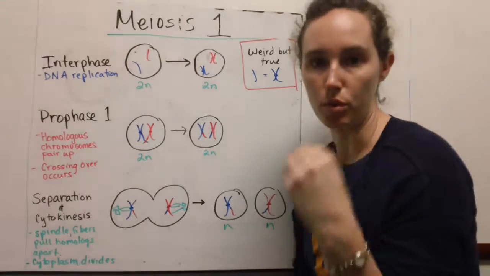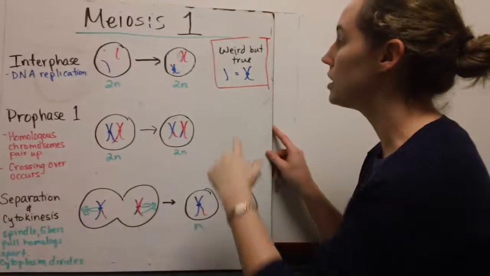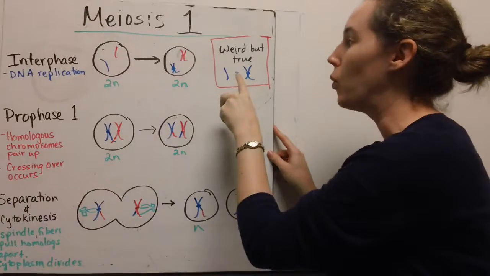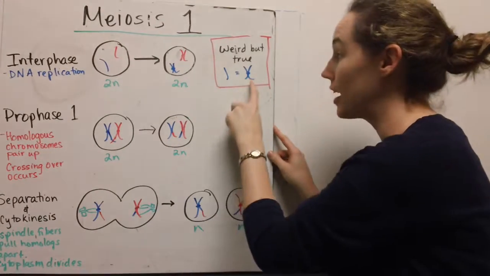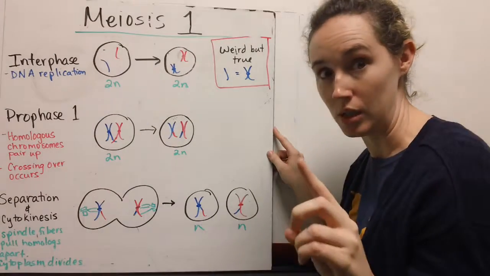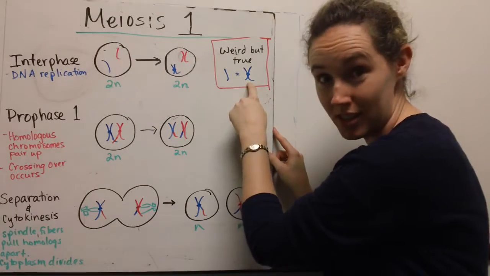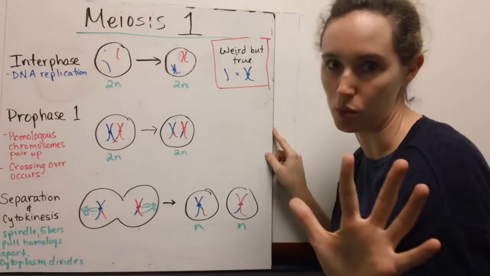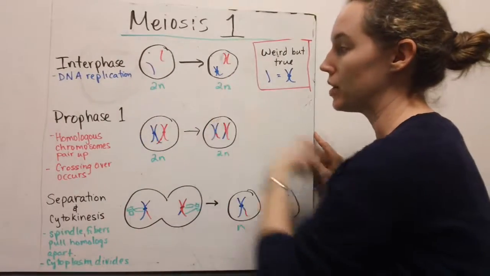Okay, as we go through, it's going to seem really weird, but it's true. If you see 1 chromosome like this, when that DNA replicates, so it has 2 sister chromatids stuck together, that still counts as 1 chromosome. So this is 1, and this is 1. Clarifying that up front is going to help moving forward make a whole lot more sense. Okay, so we've replicated our DNA in interphase.